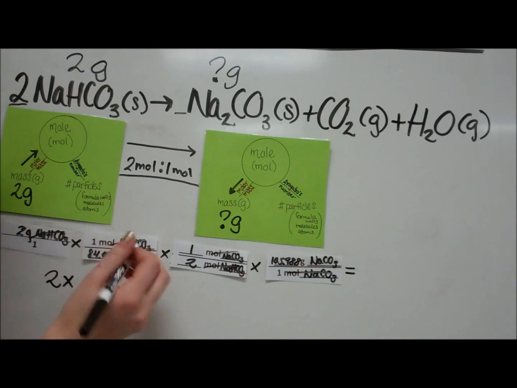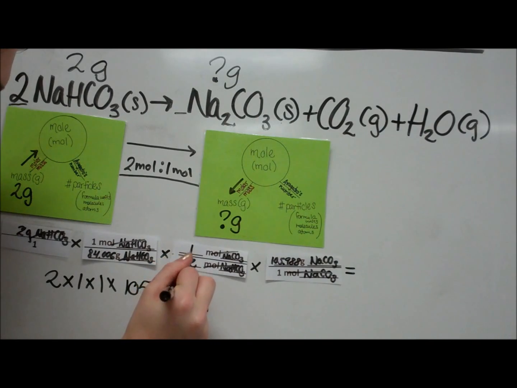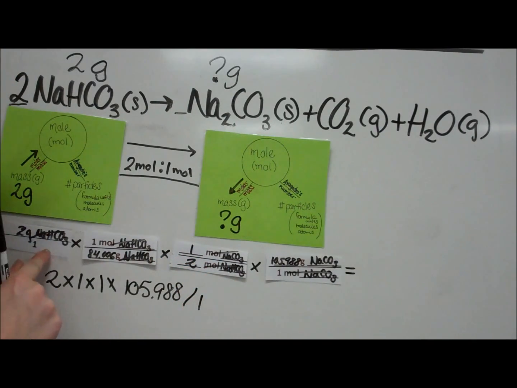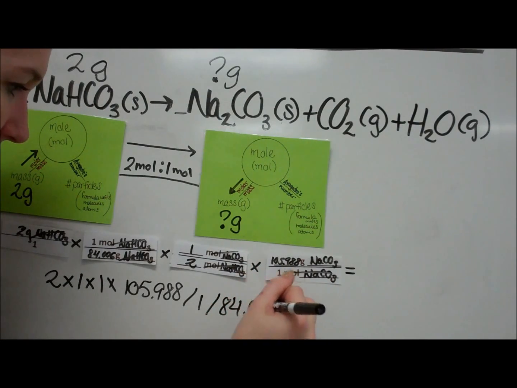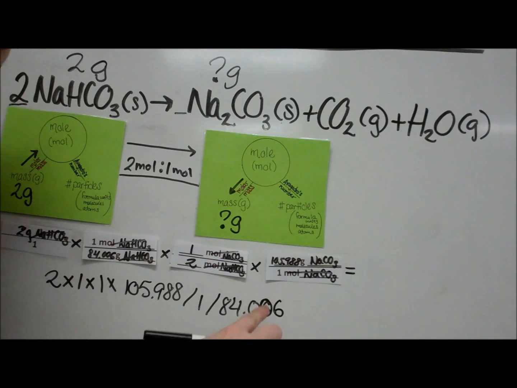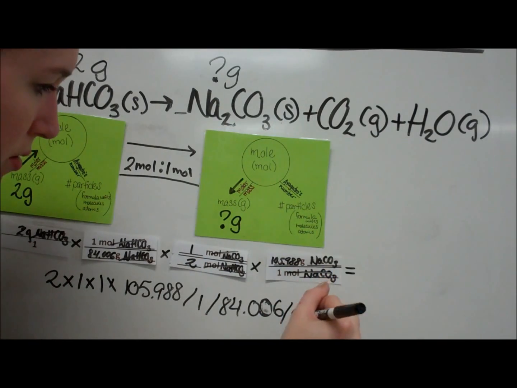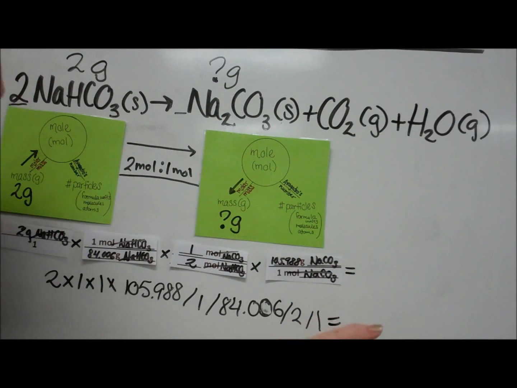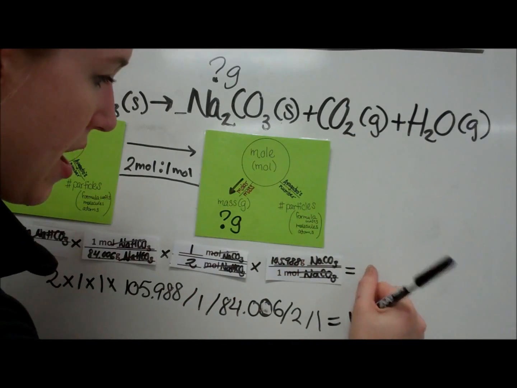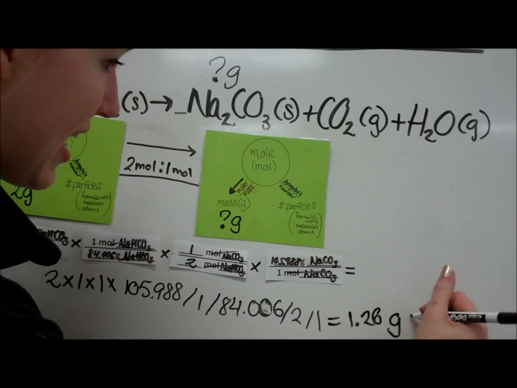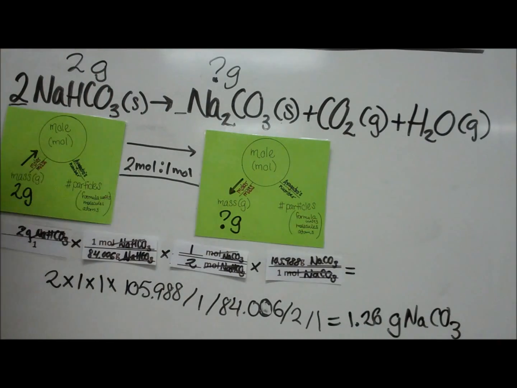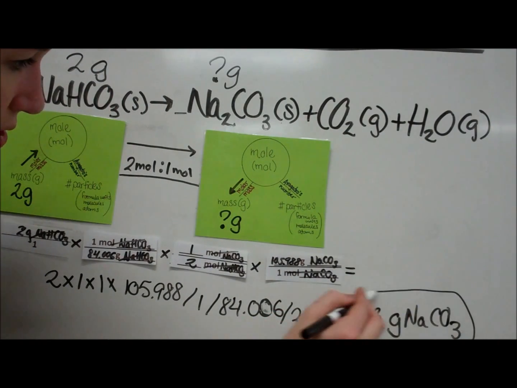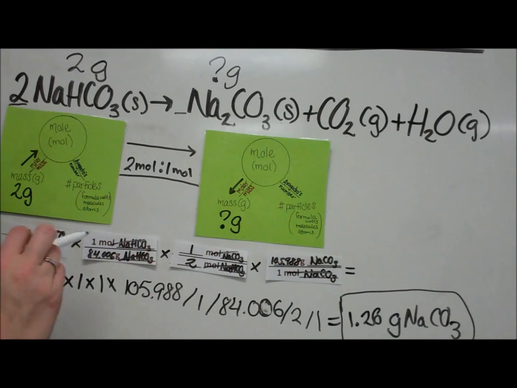So in your calculator, you put 2 times 1 times 1 times 105.988 divided by 1 divided by 84.006 divided by 2 divided by 1. Okay, and then after you put all that in your calculator, the answer you should get is 1.26 grams of sodium carbonate. And that would be your answer to the question. And you just solved it using the mole maps and the mole ratio, and we call these types of problems stoichiometry problems.